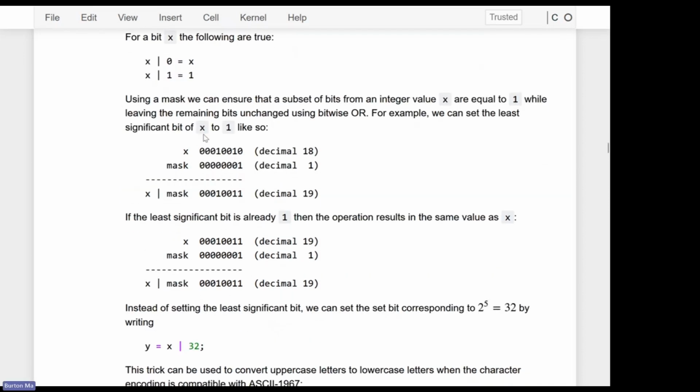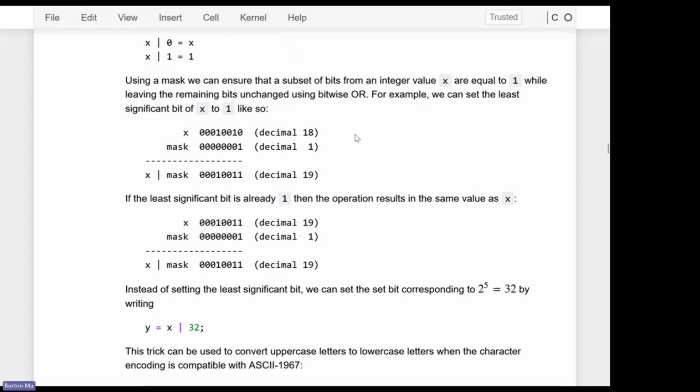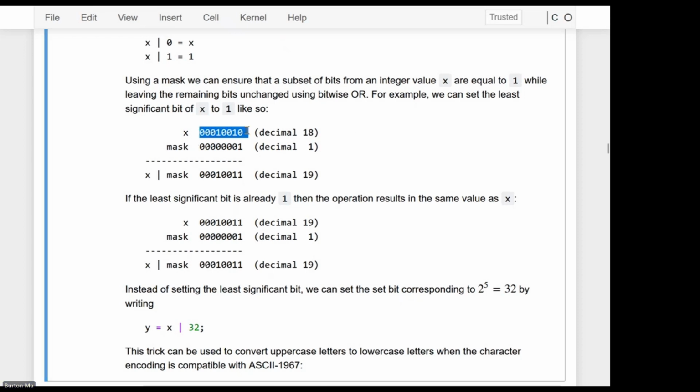Okay, so bitwise AND lets you pick out a bit. Bitwise OR lets you make sure a bit is equal to some value, right? So using a mask, we can ensure that a subset of bits from an integer value x are equal to 1 while leaving the rest of the bits unchanged. So I can make sure some bit in the number becomes equal to 1 without changing any of the other bits, right? So if x is this value here, that's the decimal value 18.